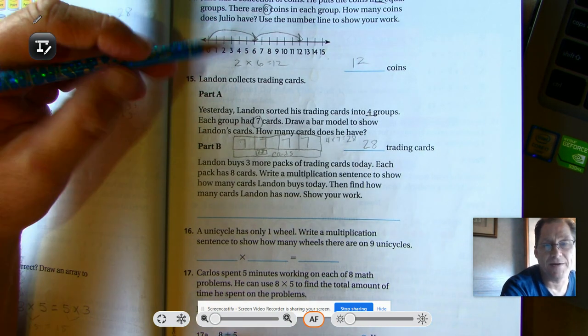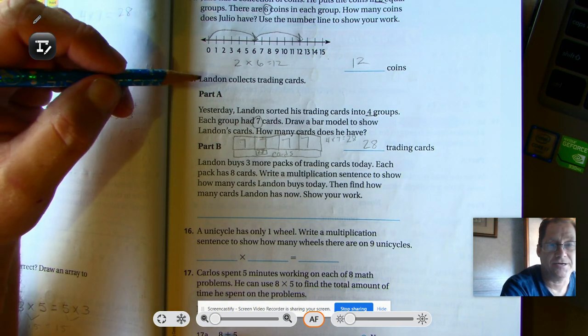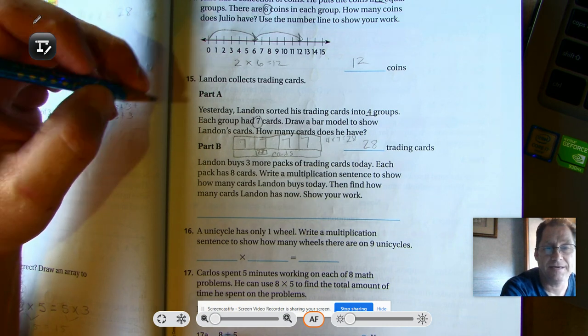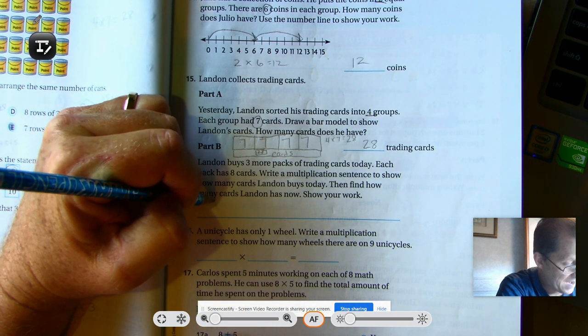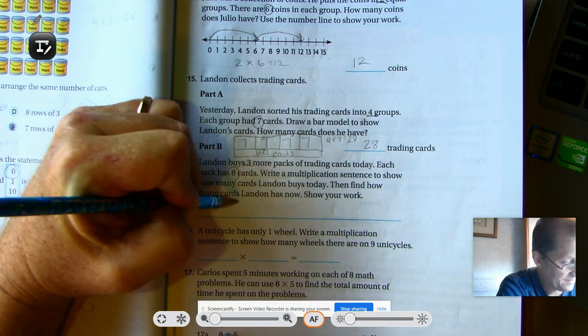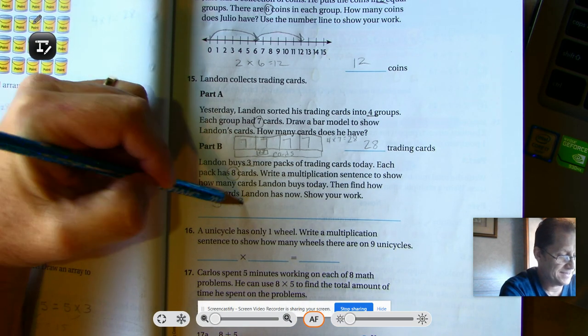Landon buys 3 more packs of trading cards today. Each pack has 8 cards. Write a multiplication sentence to show how many cards Landon buys today. Okay, so he bought 3 packs, and in each pack there are 8 cards. So that represents 3 times 8.